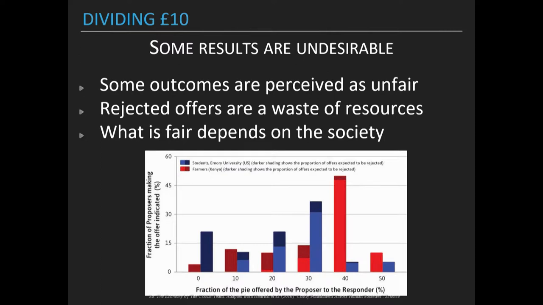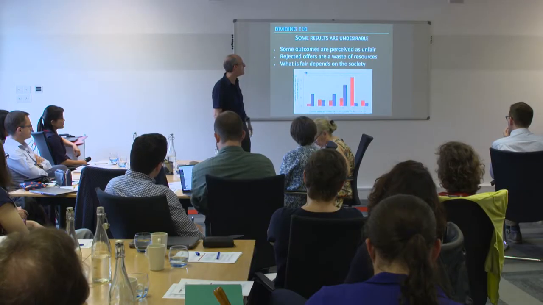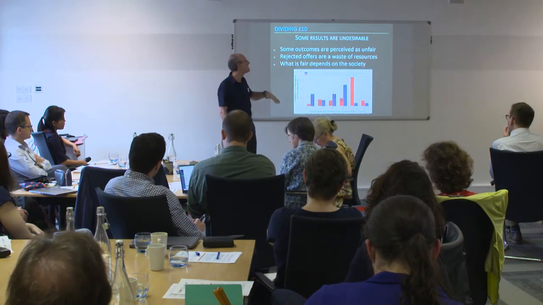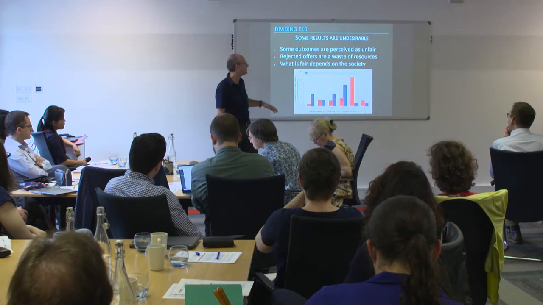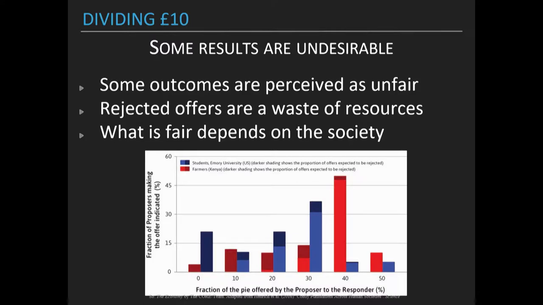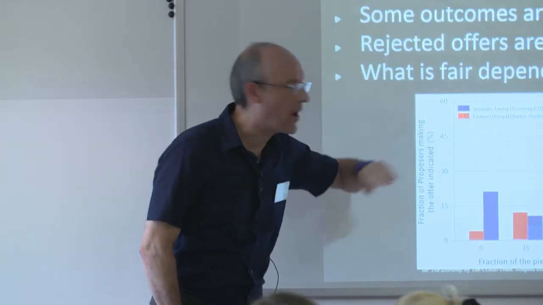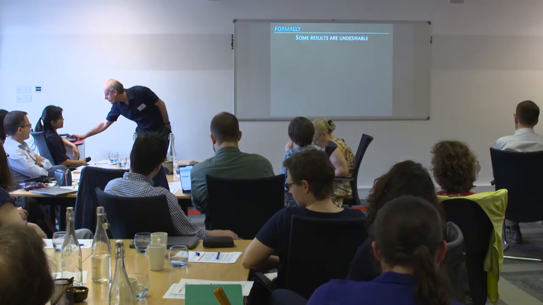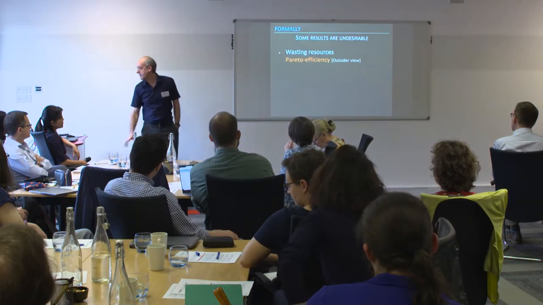This type of experiment has been done in different societies, and this already comes from the chapter in the book. It says not only wasted offers are common to everybody. What is fair and unfair may depend on society. And this is exactly the same game we just played, with Kenyan farmers and with students of Emory University. So what we see is the pattern is similar, but there is, if you want, a higher concern for equality or for fairness among farmers in Kenya, who will offer more equal divisions.